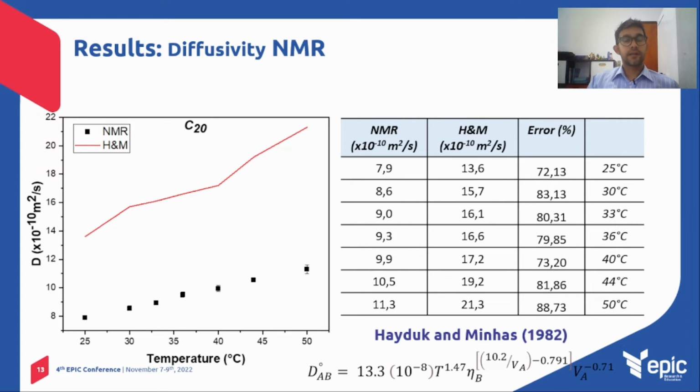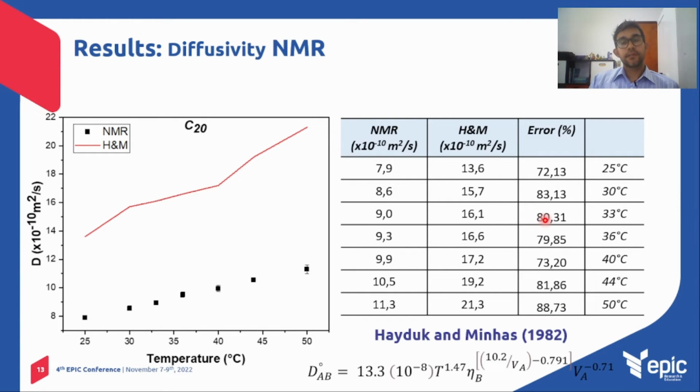So here we have some diffusivity results. In this case, it's for icosane, the molecule with 20 carbons, and we can see here that the experimental result is very different from the model. In this case, the Hydrochemia's model is the red line here, and we can see again the effect of the temperature on the diffusivity.